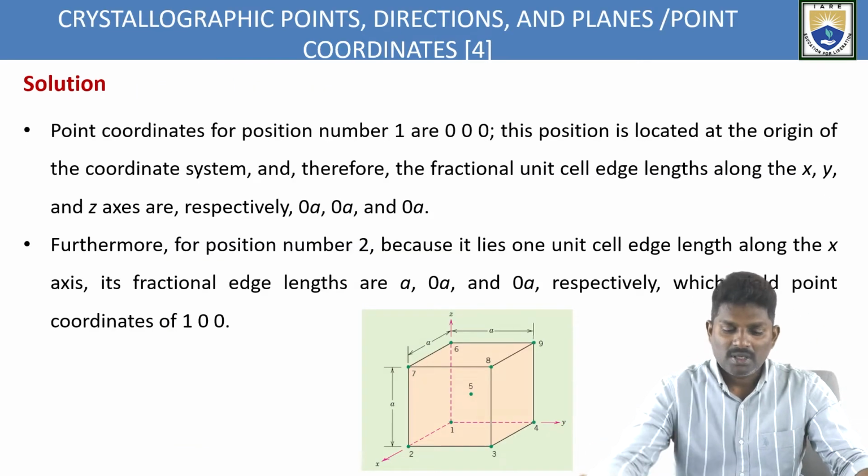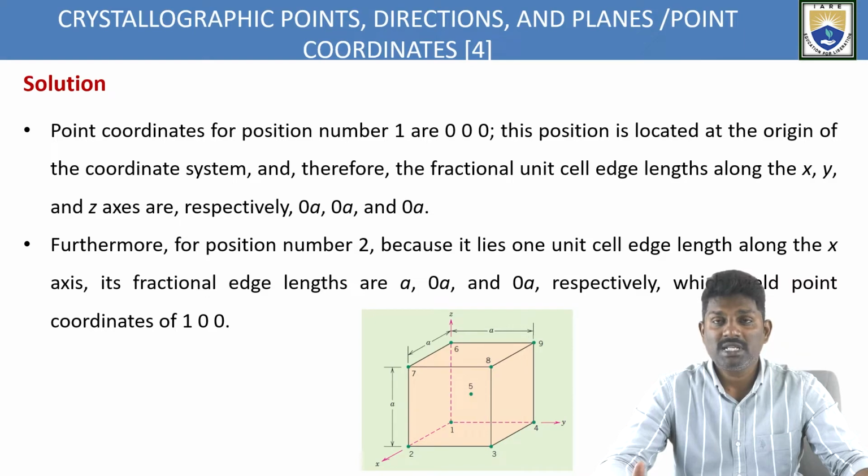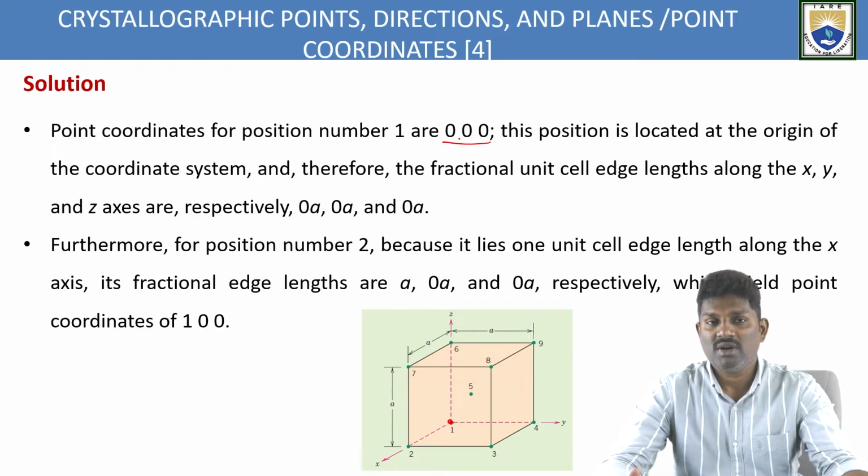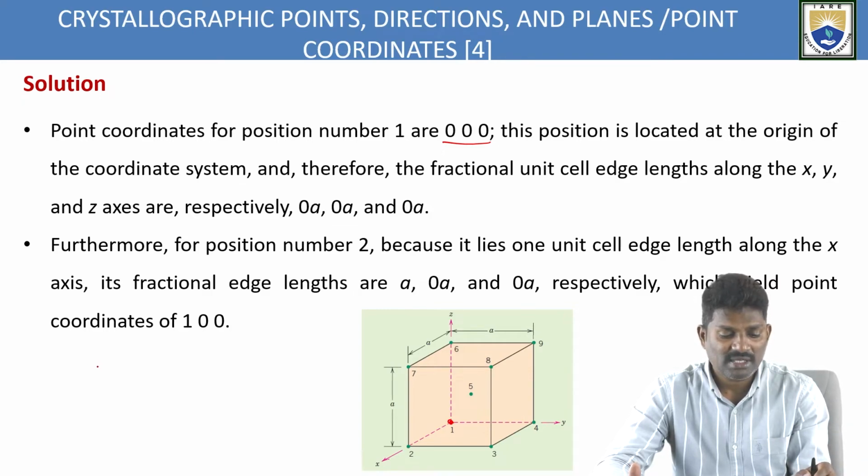We'll see. Now again, the point coordinate for position number 1. Since the first position is exactly at the origin, all the XYZ coordinates will be 0, 0, 0. So this is the position of the first point. And since it is located at the origin of the coordinate system, therefore the fractional unit length. So what is the fractional unit length here? Along x it is a, along y it is a, and along z it is also a.